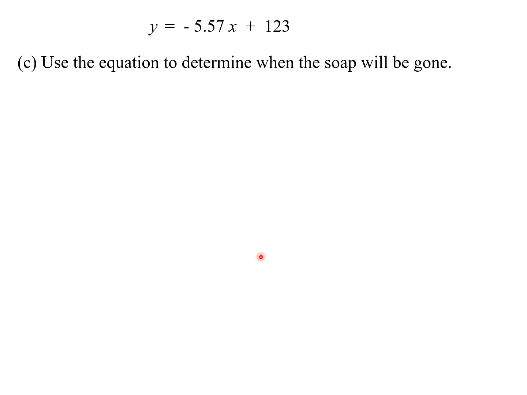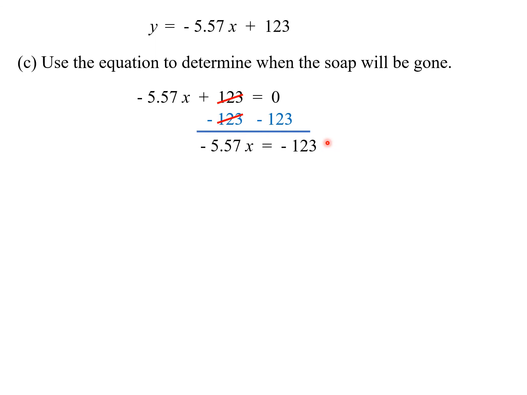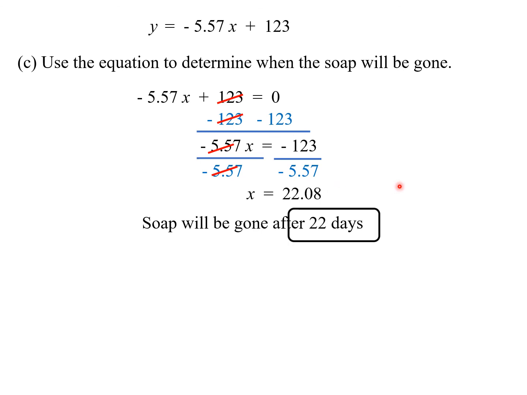Part C, use the equation to determine when the soap will be gone. Well, when the soap is gone, the weight is 0, right? So I'm just going to take this equation and set it equal to 0, and we're going to solve it for x. Remember, that's the number of days. So I'm going to subtract 123 from each side, and I get this. And then divide by the coefficient of x. And we get this, which for all intents and purposes is 22. So we can say that the soap will be gone after 22 days.